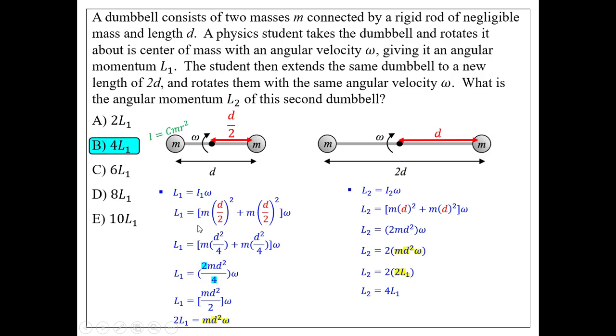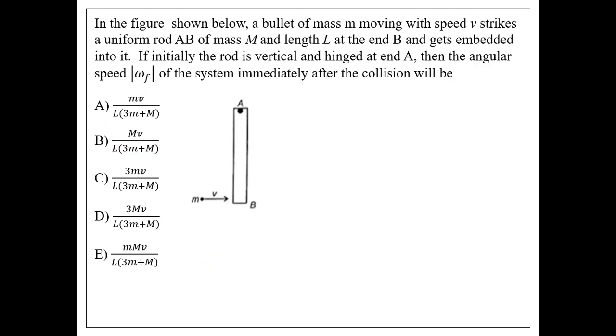All right. Let's move on to the next one. Okay. Here's the next one. Here essentially you have a rod that's hinged at point A. You have a bullet that's coming in at some speed V and it's going to strike the end of the rod. And it wants us to find the angular speed of the system immediately after they collide.